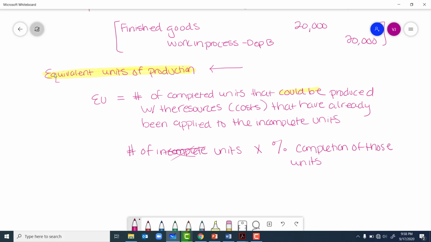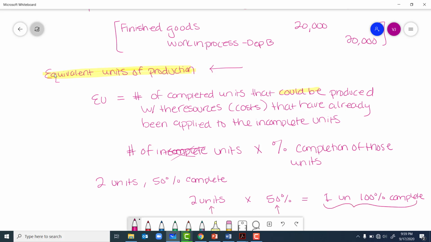So to put this into perspective, what if I have 2 units that are 50% complete with respect to production? Well, the equivalent units in that case, what's the number of units? It's 2 units. We multiply that by their percentage completion, which is 50%. That is equivalent to 1 unit that is 100% complete. So what that's saying is whatever we spent on getting these 2 units half done, we could have spent that same amount to get 1 unit completely done. So that's what that's telling us there.